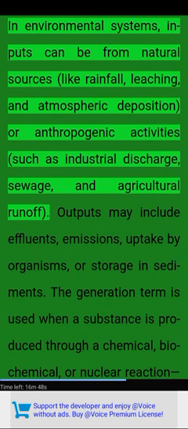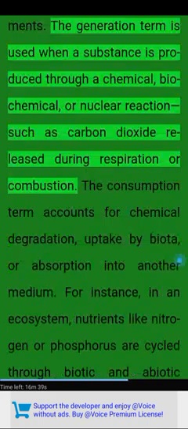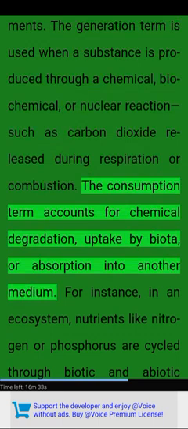anthropogenic activities such as industrial discharge, sewage, and agricultural runoff. Outputs may include effluents, emissions, uptake by organisms, or storage in sediments. The generation term is used when a substance is produced through a chemical, biochemical, or nuclear reaction, such as carbon dioxide release during respiration or combustion. The consumption term accounts for chemical degradation, uptake by biota, or absorption into another medium.